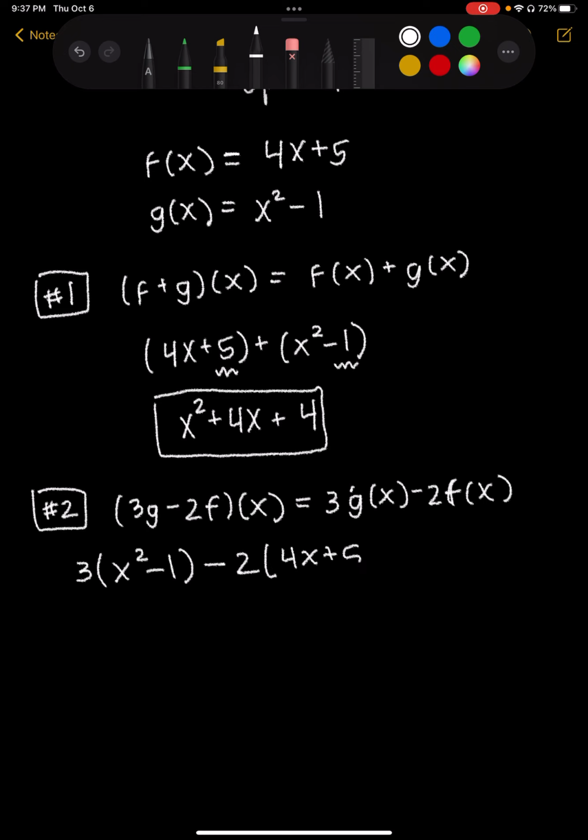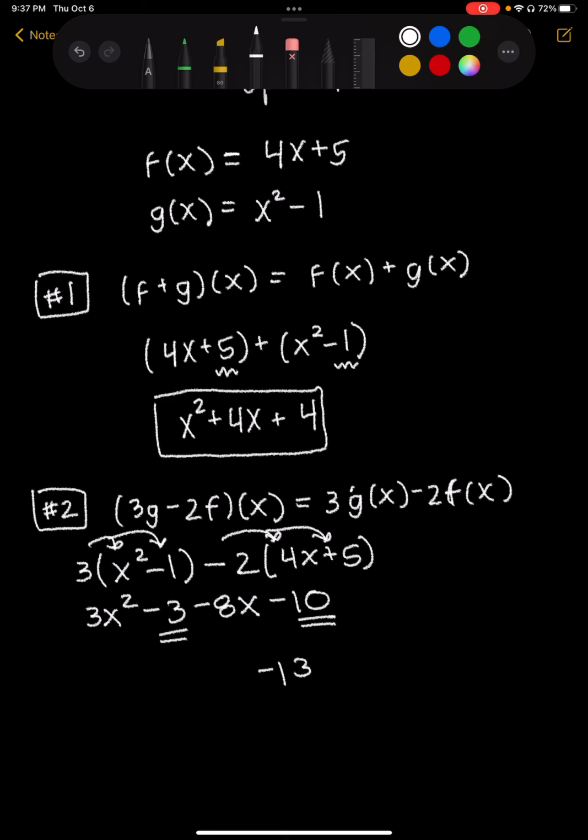Now in this case, what we're going to do is distribute inside the parentheses, and then we can combine like terms. When we distribute the 3, we get 3 times x squared, which is 3x squared, and then 3 times negative 1, which gives me a negative 3. Now when we distribute the 2, we're actually going to distribute a negative 2 because of that negative sign. So negative 2 times 4x gives me a negative 8x. Then negative 2 times 5 gives me a negative 10. Now I can combine like terms. We've got a negative 3 and a negative 10, and that gives me a negative 13.